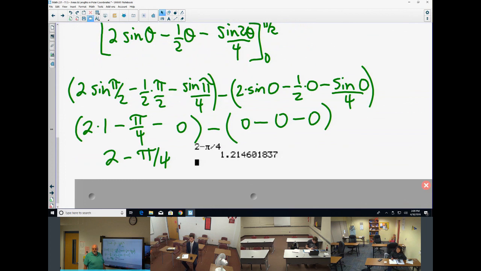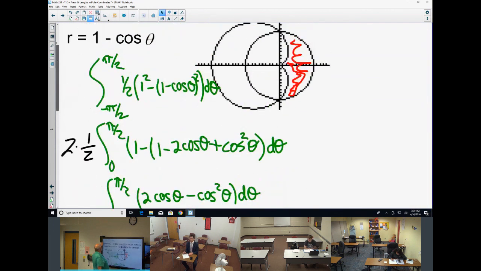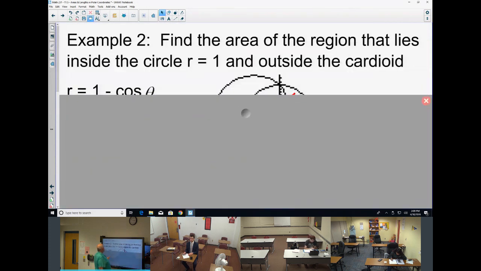Okay, now the practice 2 on your paper, I would like you to change a little bit, because I don't like how that one turned out. So let's change it a little bit.